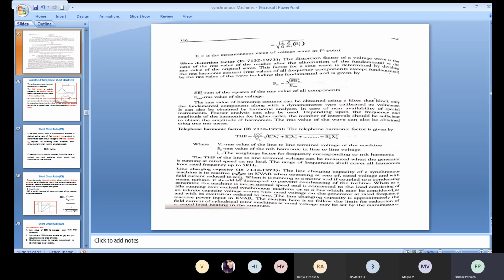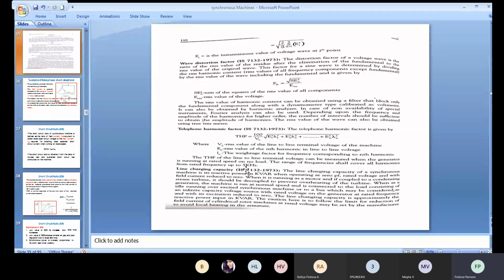Next, coming to telephone harmonic factor. The telephone harmonic factor is given by this equation: 100 divided by V_L, times the square root of the sum of E_n squared, lambda_n squared, up to the nth harmonic. V_L is the RMS value of the line to line terminal voltage of the machine, E_n is the RMS value of the nth harmonic in line to line voltage, and lambda_n is the weightage factor for frequency corresponding to nth harmonic. The telephone harmonic factor is measured on the line to line terminal voltage when the generator is running at rated speed at no load. The range of frequency shall cover all harmonics from rated frequency up to 5 kilohertz.